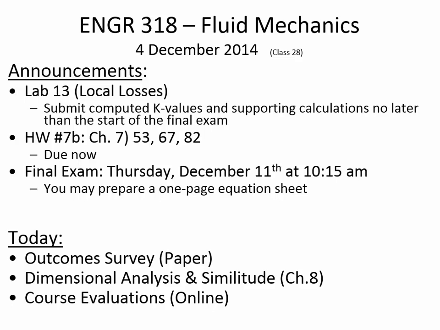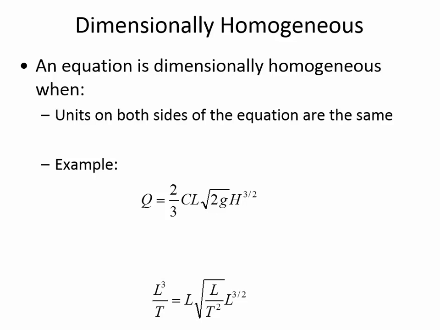All right, we're going to talk about dimensional analysis and similitude. And to begin that, there is a phrase that I need to clue you in on, and that's an equation being dimensionally homogeneous. So consider this equation, which is the equation of flow over a weir. It's an equation that we'll get some exposure to next semester in hydraulic engineering. If the units on both sides of the equation are the same, then the equation is called dimensionally homogeneous.